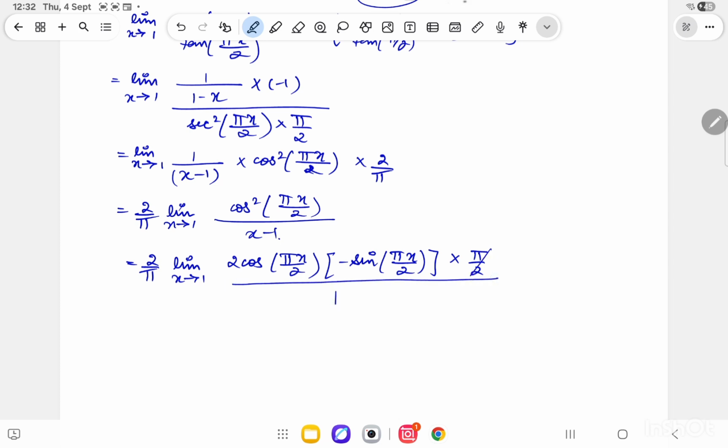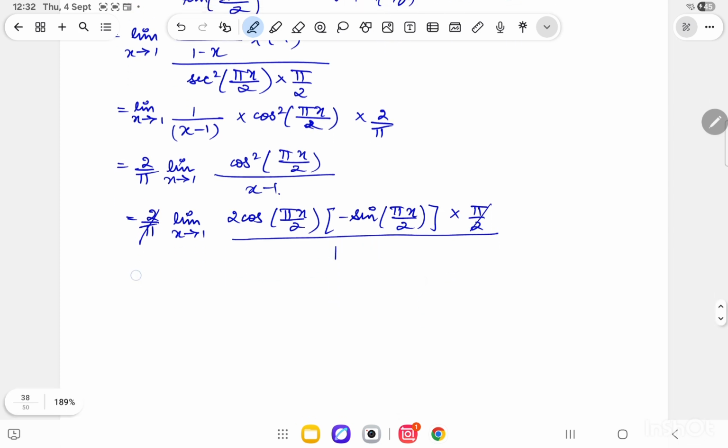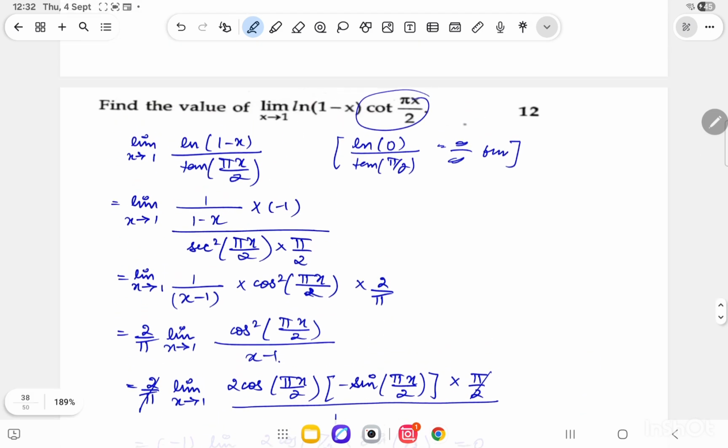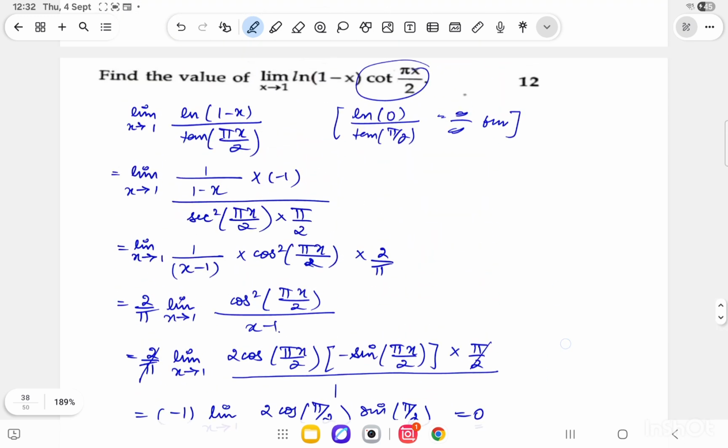This pi by 2 balances this 2 by pi. So my limit is basically minus 1 into limit x approaches 1 of 2 cos(pi by 2) into sin(pi by 2), that is basically equal to 0. So I got the limit of this thing as 0. So these are the only questions that are asked for indeterminate form. Thank you for watching.